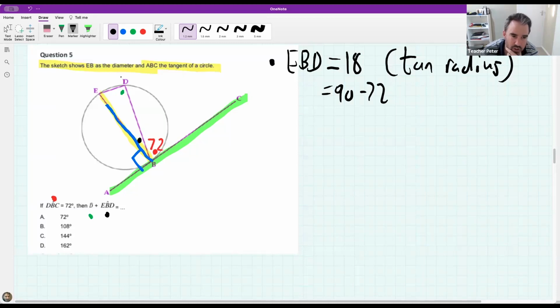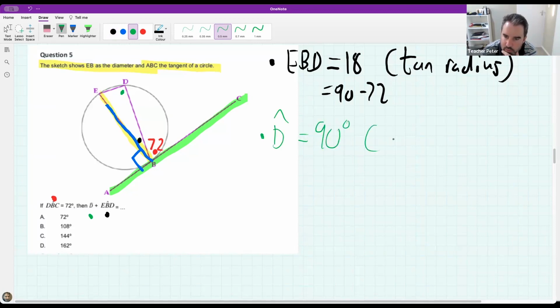Now, do we know what the green one is? If this is a diameter, what does the green one, or angle D, have to be? Well, it's an angle in a semicircle, so that would be 90. And that would be angle in semicircle. So then I want everyone to vote now.